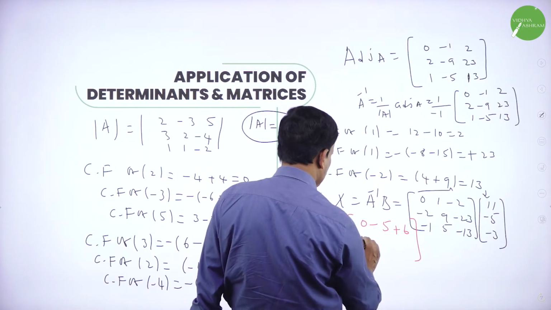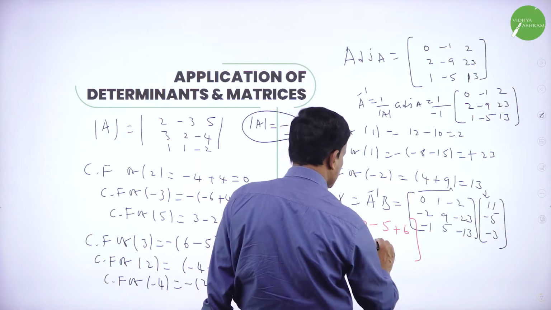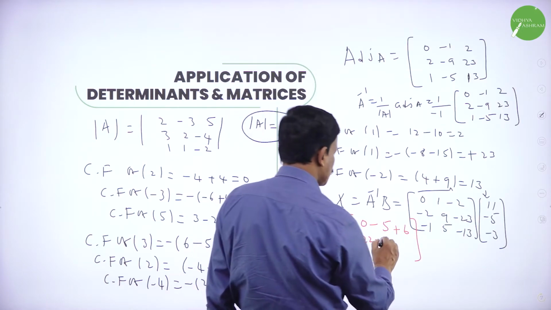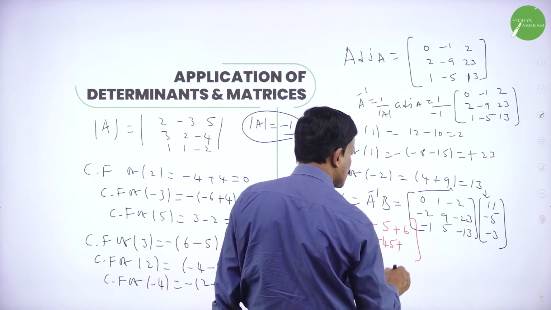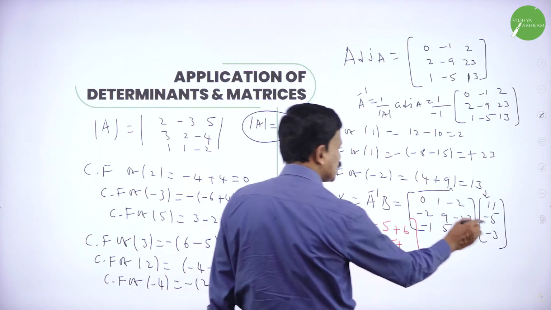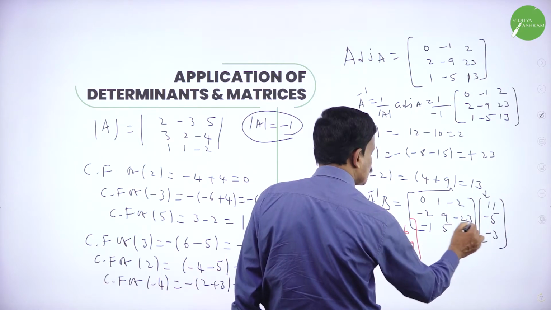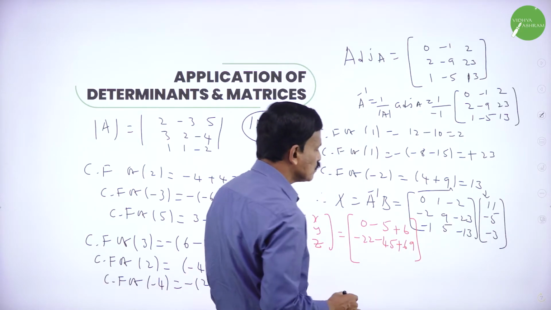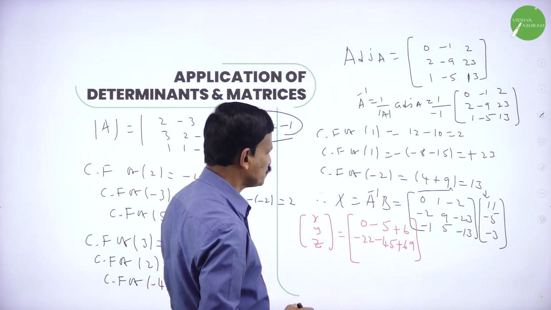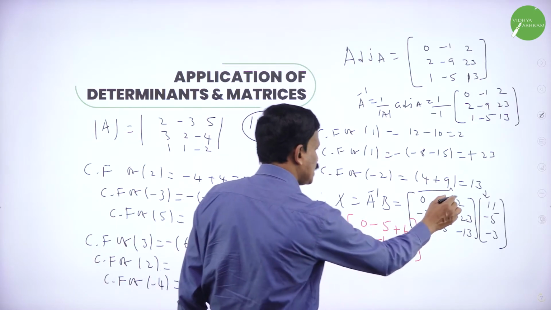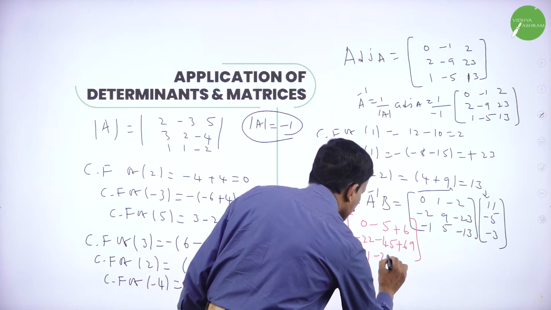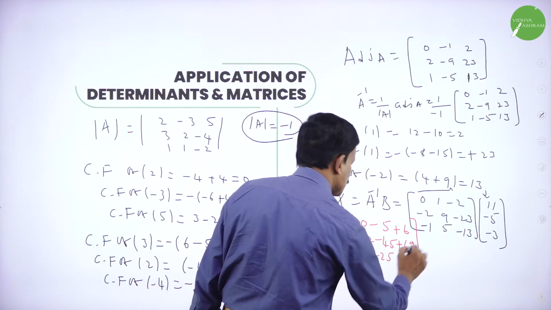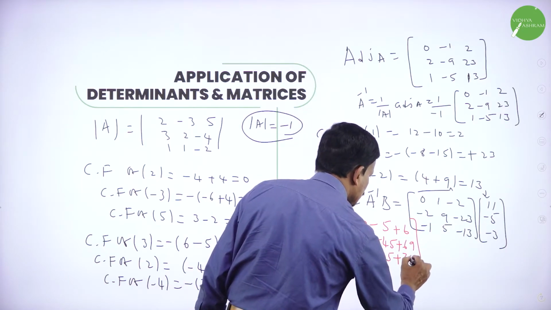2 into 11 is 22. Minus into plus is minus, 9 into 5 it is 45. Again minus into minus plus, 23 into 3. 3 3s are 9, 2 3s are 6. It is 69. Minus into minus plus 69. Next, minus 1 into 11, it is minus 11. Minus 5 5s are 25. Minus into minus plus, 13 3s are 39.